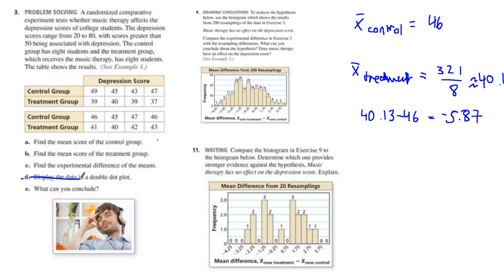And display the data with a double dot plot. The dot plot is just like this, and you could basically just put 30 and then 46 or something, and then you would place all your data points. But I'm not going to do that because you should know how to do that from 6th grade. And what can you conclude? What I can conclude is, well, the data doesn't have that much variation in it, so our mean is a nice mean. And we can conclude that even if you calculate margin of errors, it would be pretty nice.